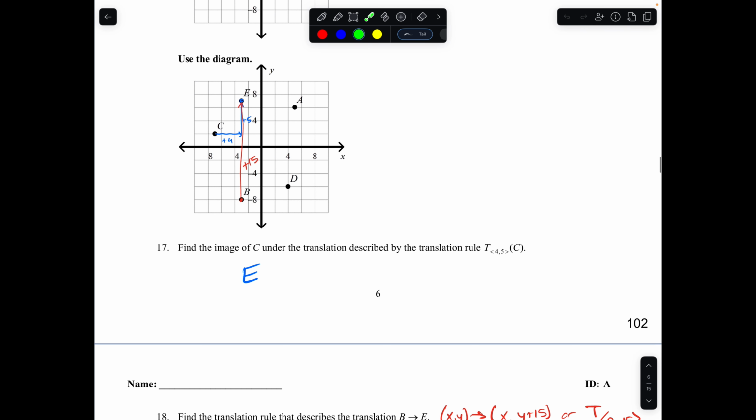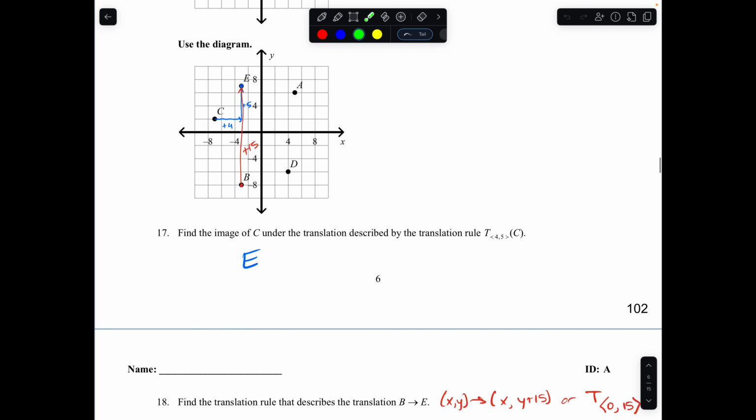All right, for the next few questions, we're going to use this diagram, so you might have to flip pages. But for 17, what's the image of C under the translation T 4, 5? So if I take C and I move it 4 units to the right, because it's a positive 4, and 5 units up, because it's a positive 5, I will end up at point E. Again, watch out for how the graph is scaled. It doesn't mean move 4 boxes, because each box is actually 2 units.